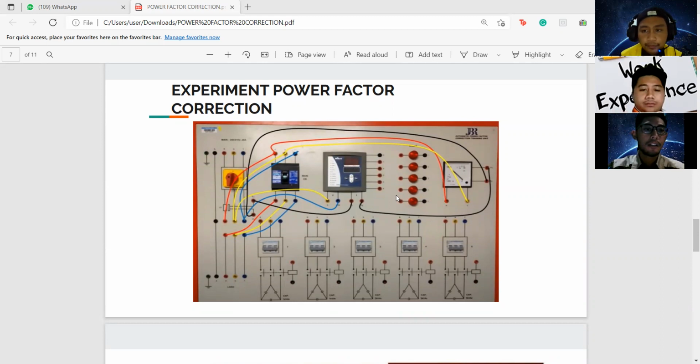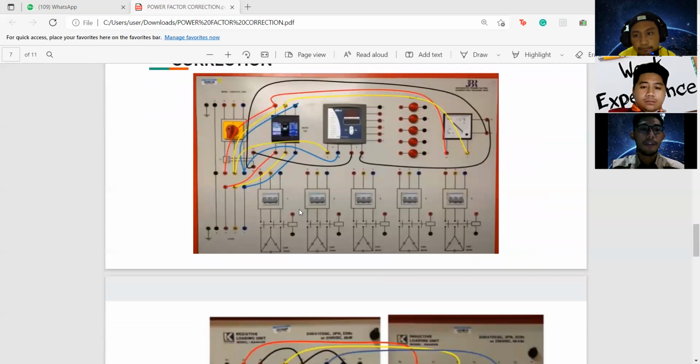The connection of the system for the laboratory session: this is the supply unit, which is the circuit breaker for the digital measurement unit and our analog measurement unit. What we need to do first is connect our main supply to our circuit breaker phase by phase. We start with the red phase and blue phase, and after that from our circuit breaker we head to our load: red phase, yellow phase, and blue phase.